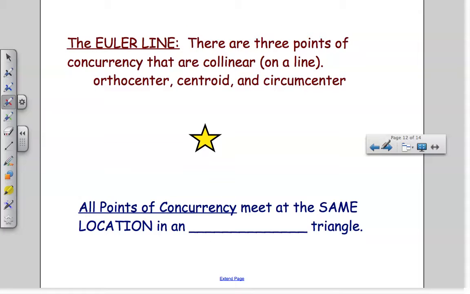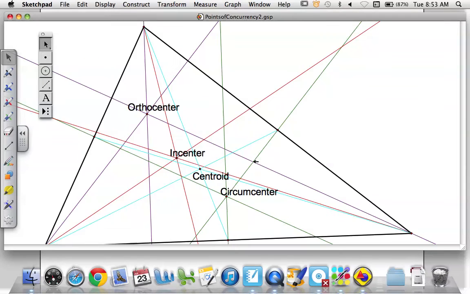A few more interesting things happen with all of these points of concurrency. First of all, you have the Euler line. There are 3 points of concurrency that are collinear. Remember, collinear means together on a line. They're on the same line. The orthocenter, the centroid, and the circumcenter are all on this Euler line. And I'm going to see that in Geometer's Sketchpad here. There's 3 that are on the line, 1 that is not.